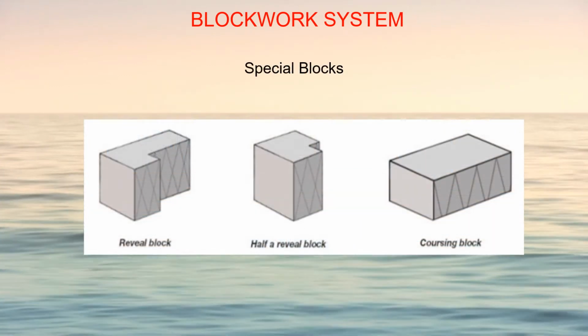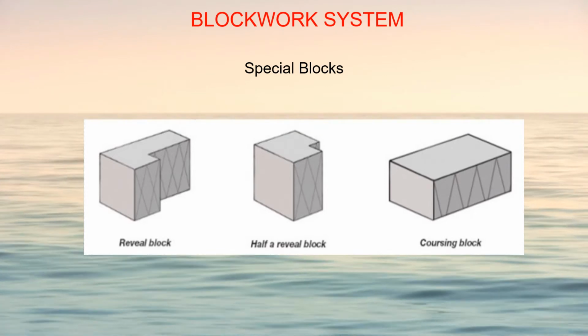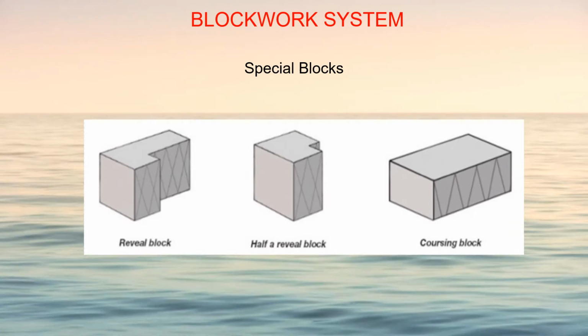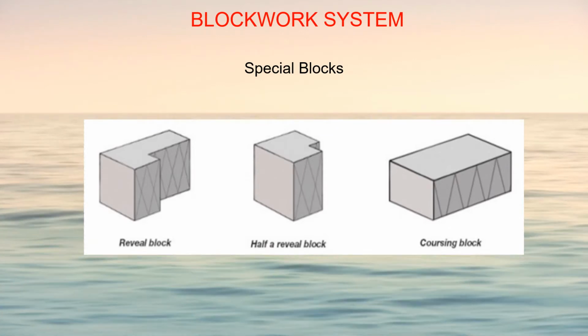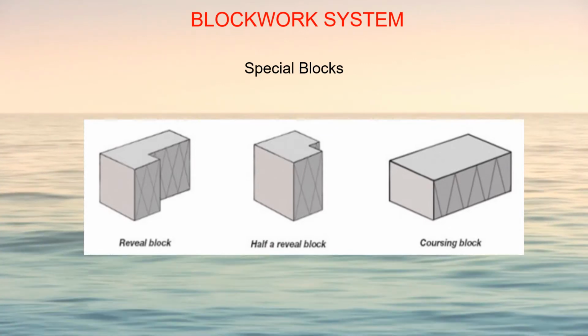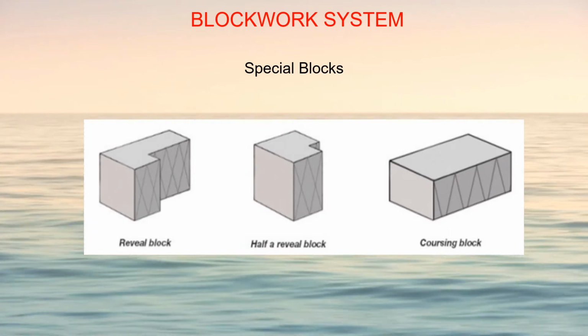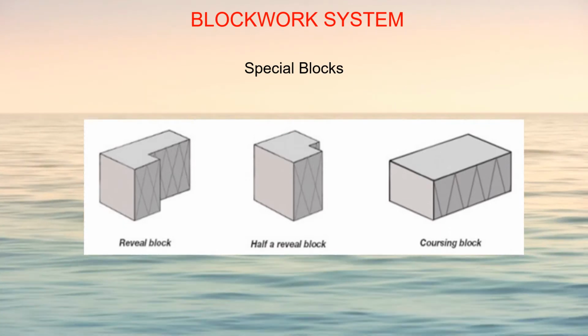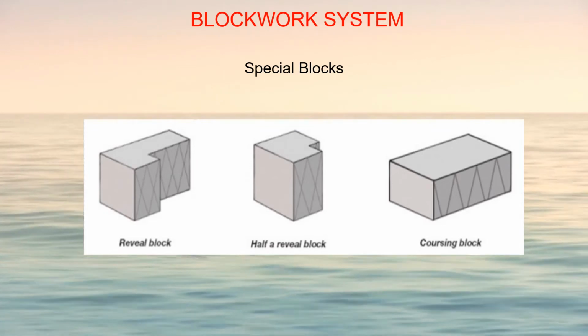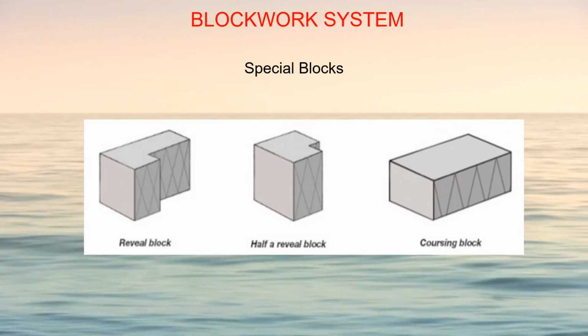Many manufacturers provide special blocks that assist in the bonding to prevent wastage from cutting. These blocks range from half, quarter, and three-quarter blocks. Other special blocks include return and reveal blocks, which are used to close the cavity at door and window openings.